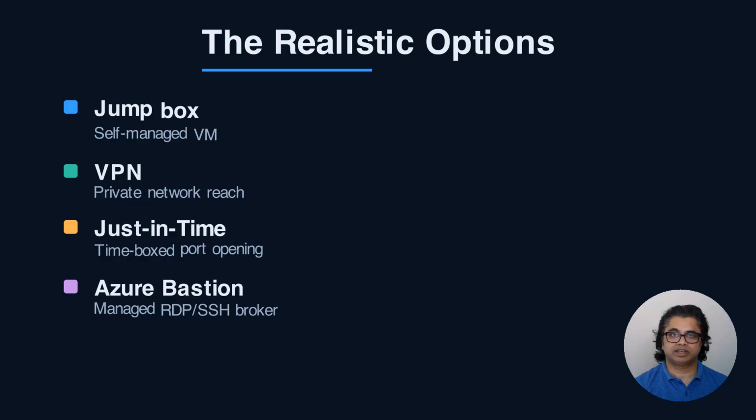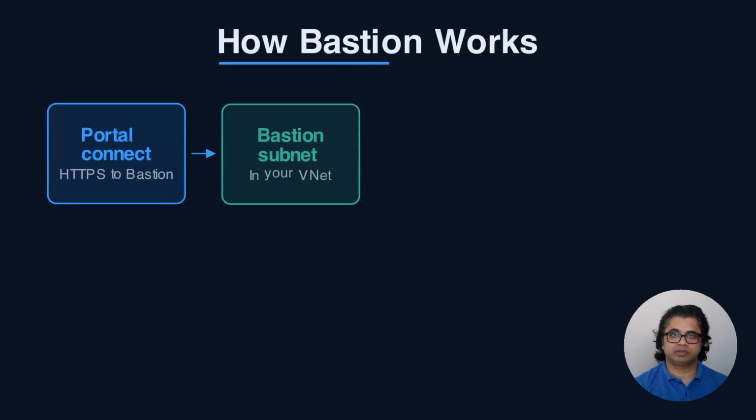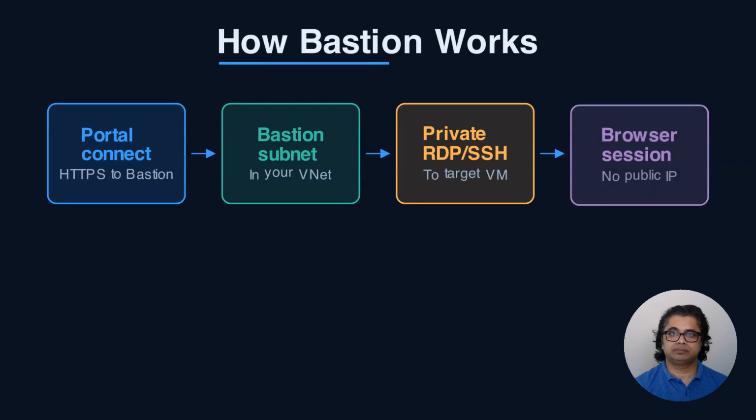Let's see how Bastion actually works. Azure Bastion is a platform managed service you deploy into a dedicated subnet named AzureBastionSubnet inside your virtual network. Your VMs keep only private IPs with no public exposure at all. You open the Azure portal, click Connect, and Bastion proxies an RDP or SSH session over port 443 using TLS, Transport Layer Security. The session streams to your browser.